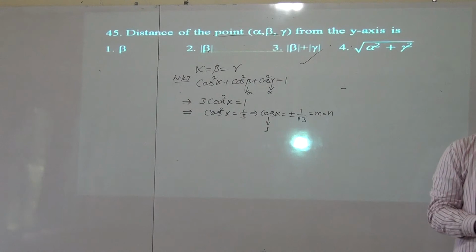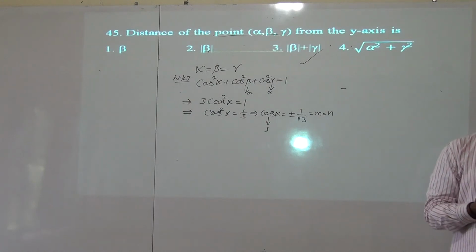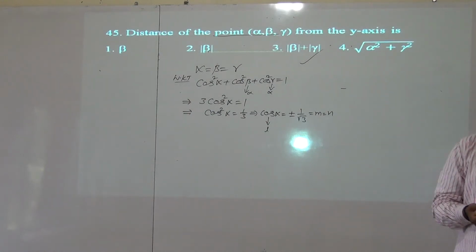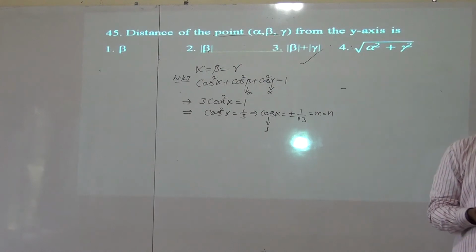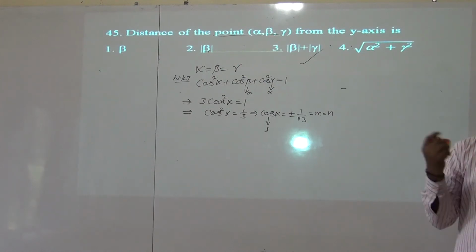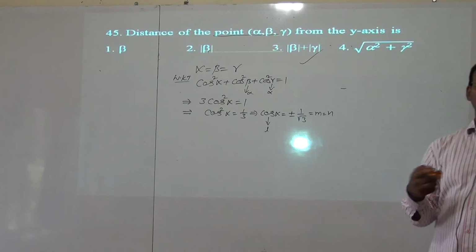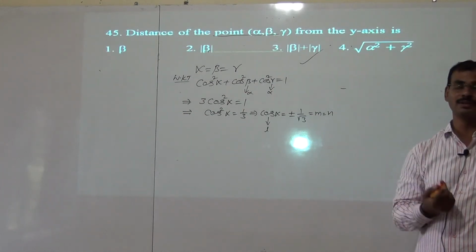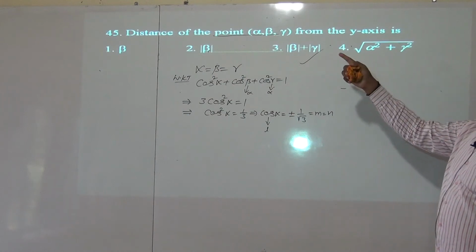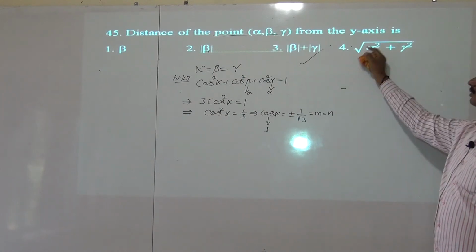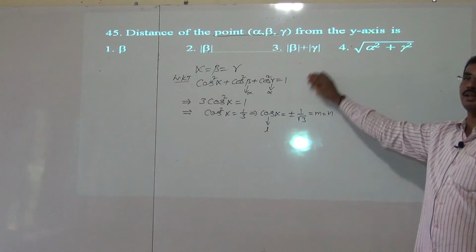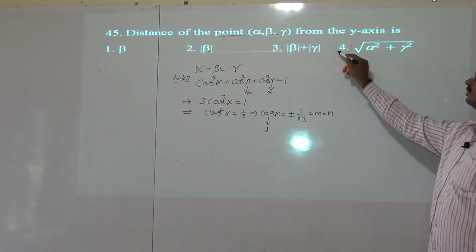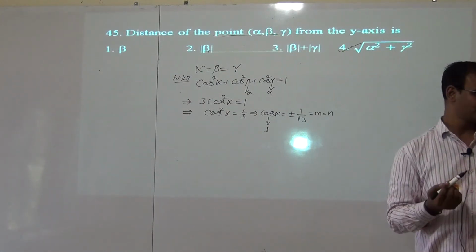Next question. Distance of the point alpha, beta, gamma from the y-axis. Same model just now completed. No, A, B, C given here, alpha, beta, gamma given. Y-axis means which coordinate is eliminated? Y only. So square root of alpha square plus gamma square. So what is the answer of this one? Fourth option is the right answer. So we just completed this model. Next.